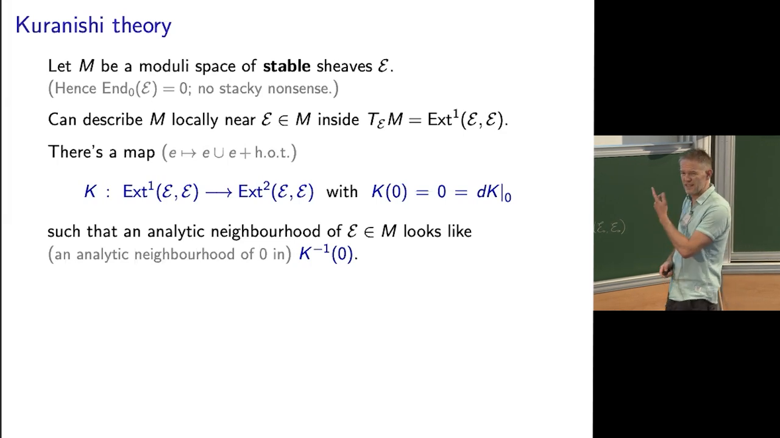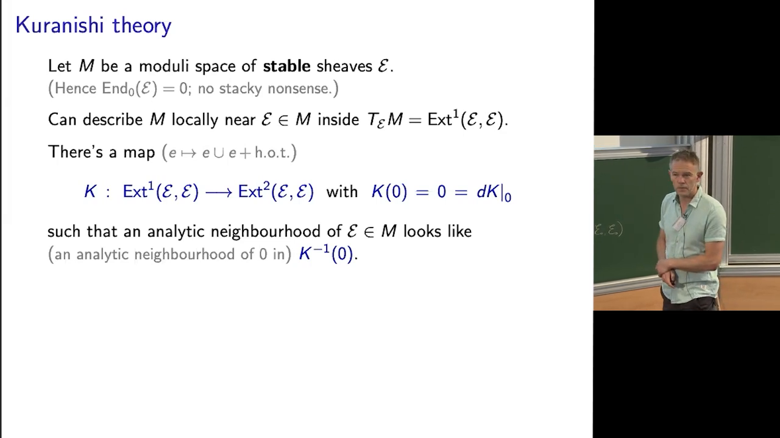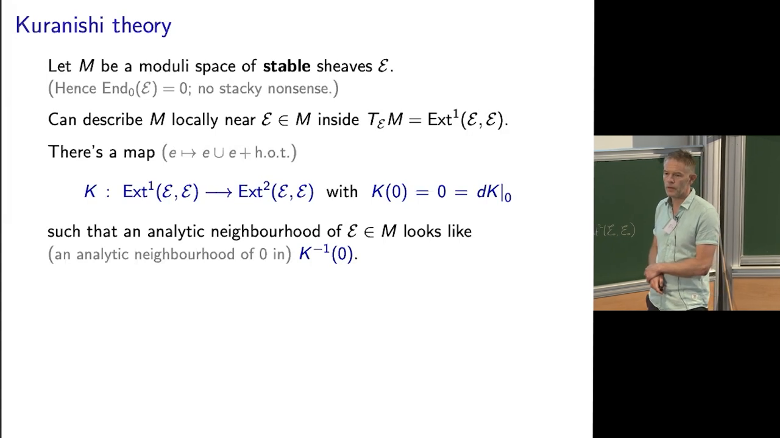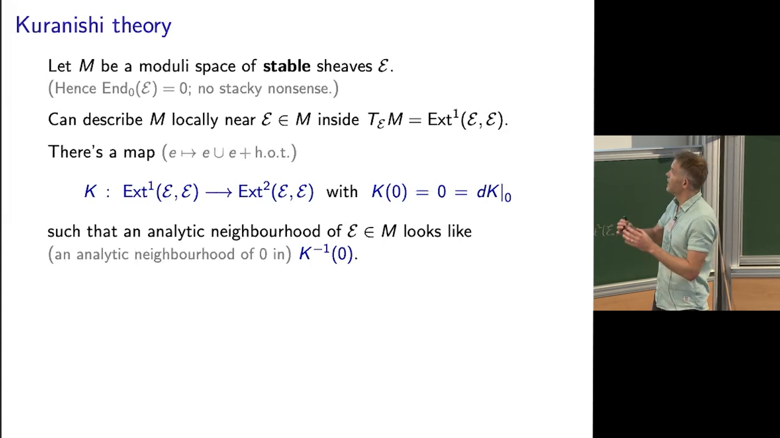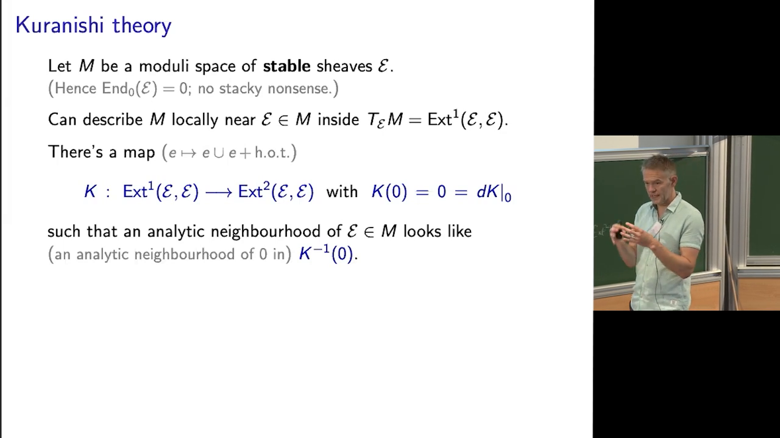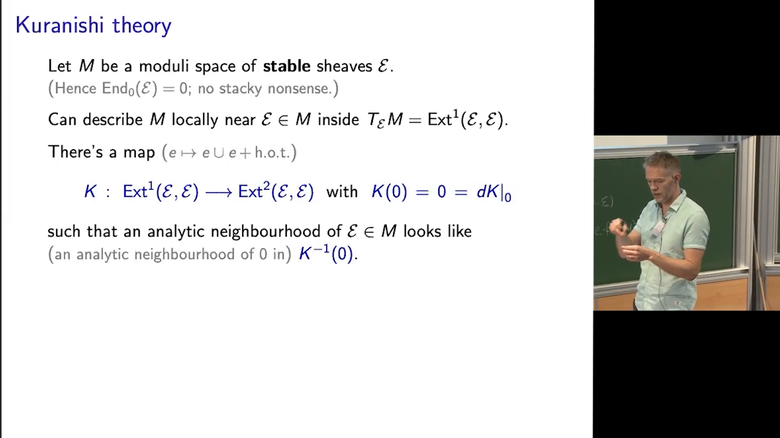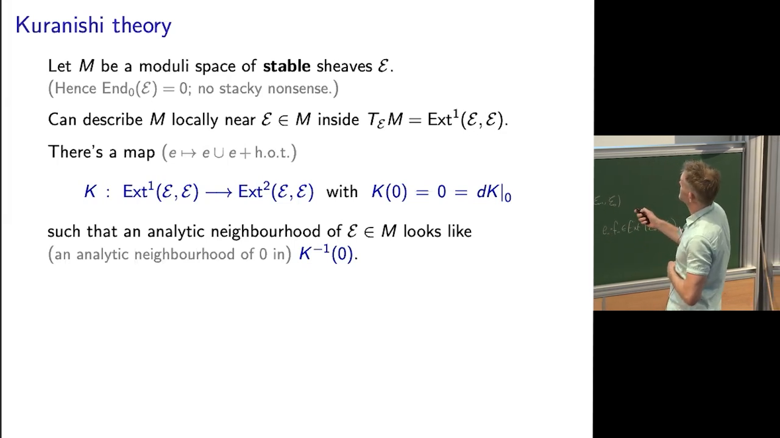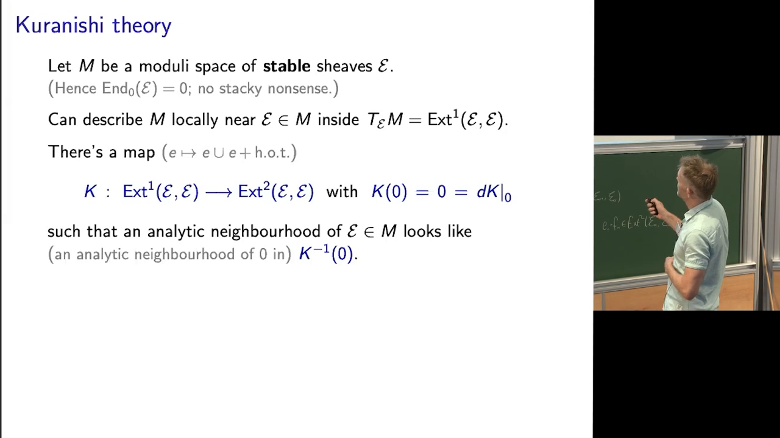Okay, any questions about that? Is that statement clear? Yes, I have a question. You said you describe M inside its tangent space, or is it the total tangent bundle? No, sorry, I just mean locally, a small piece of M, a little analytic neighborhood. Let me say it more precisely. Take your moduli space, take a point in the moduli space, and now I'm describing a little analytic neighborhood of this point via an analytic neighborhood of the origin in this vector space.